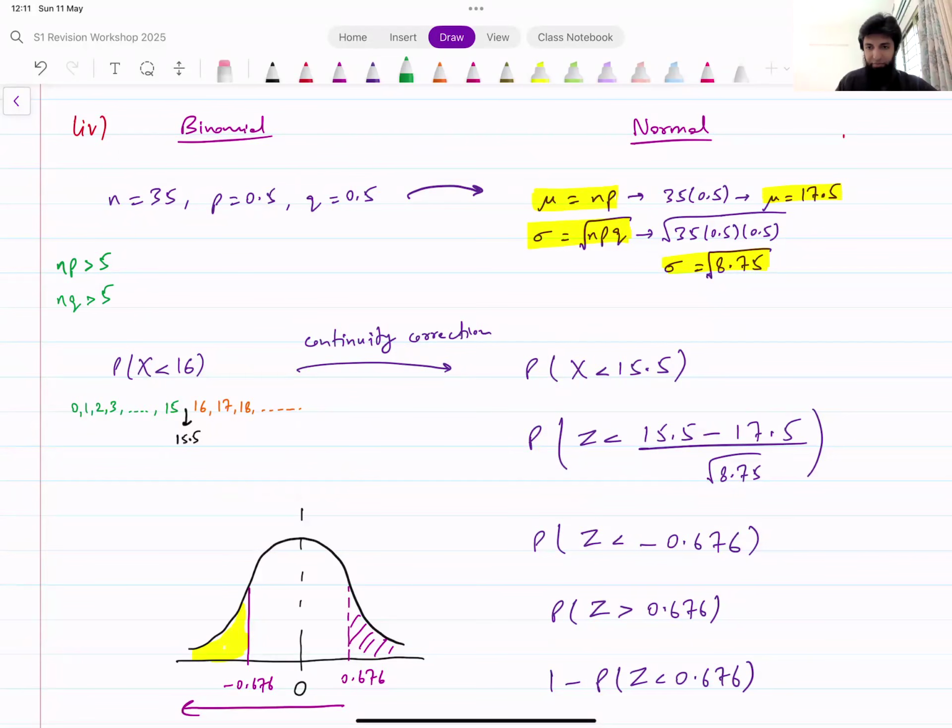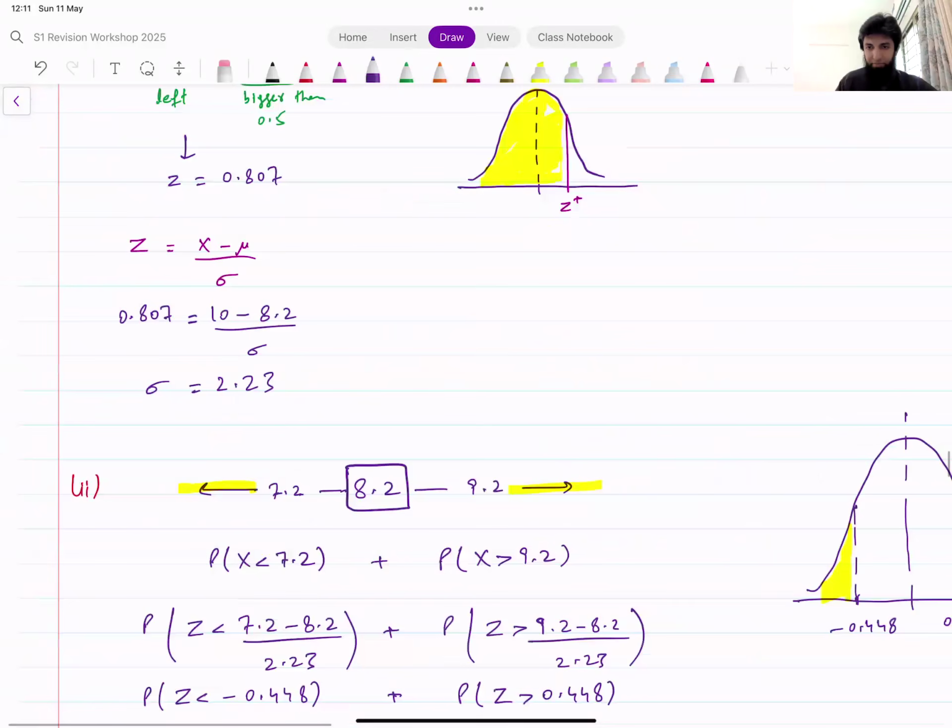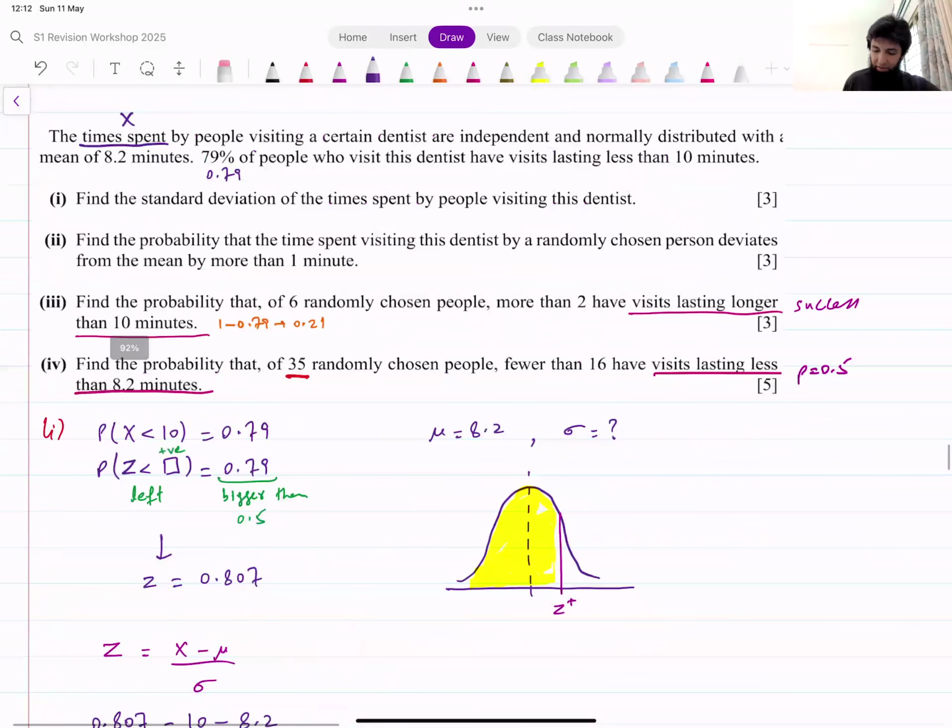Okay. It says visits lasting less than 8.2 minutes.